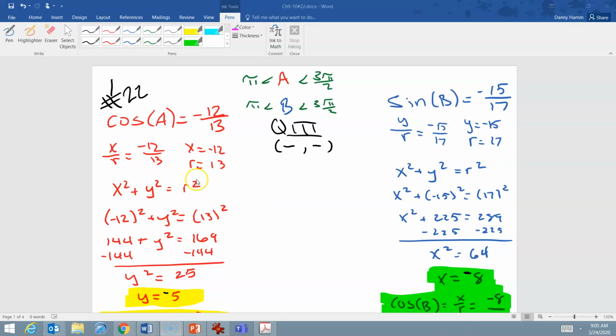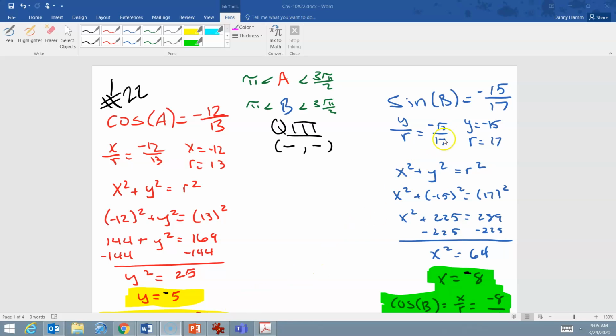And in doing so, we're going to do so in the same process. We're going to use x squared plus y squared is equal to r squared. And since we're given cosine of A, we know that cosine is x over r, which lets us know that our x is negative 12 and our r, or radius, is 13. So we're going to substitute those in and solve, and we'll find out that we get positive 5. And because we are in quadrant 3, that makes this value negative 5.